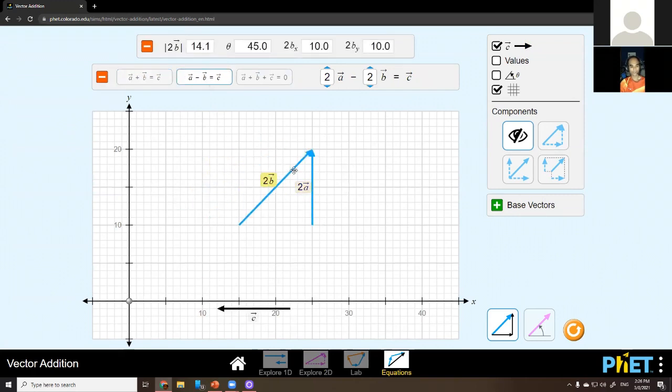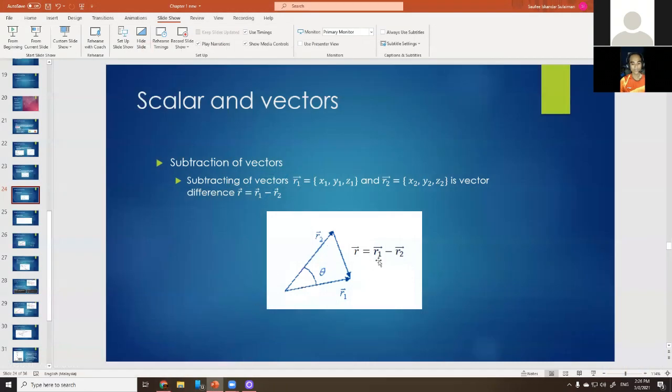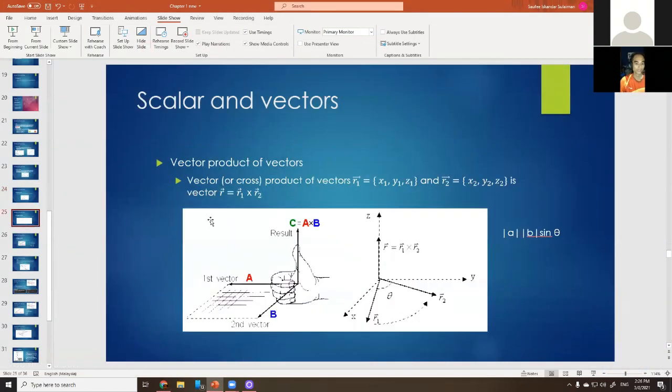I hope you understood. This is the best way I can explain to you by using simulation. If I'm using a whiteboard, I don't think you can see how it works. Next, we go to the PowerPoint again.